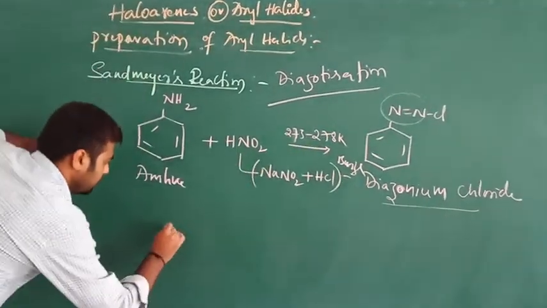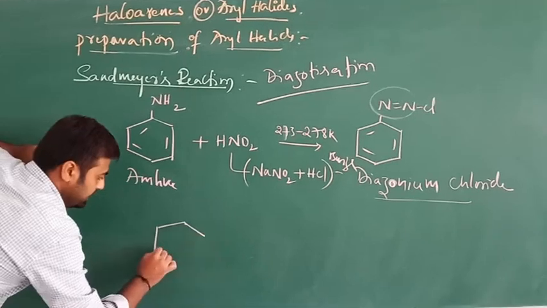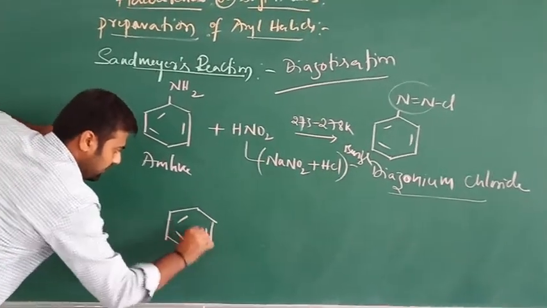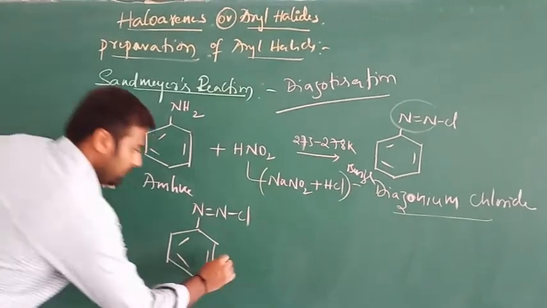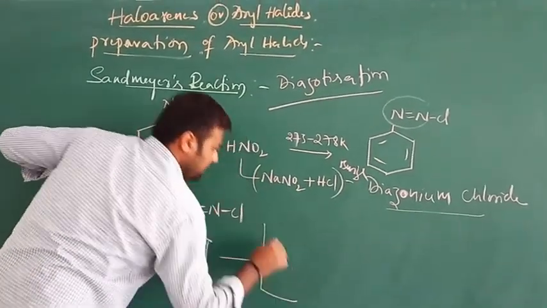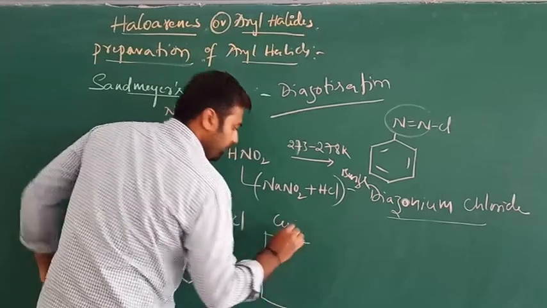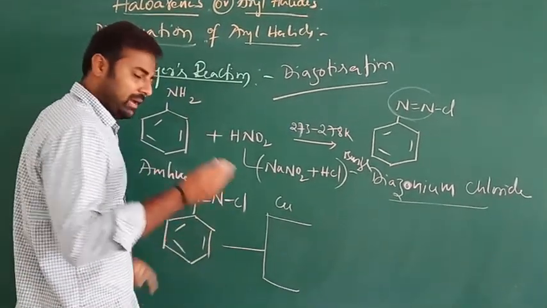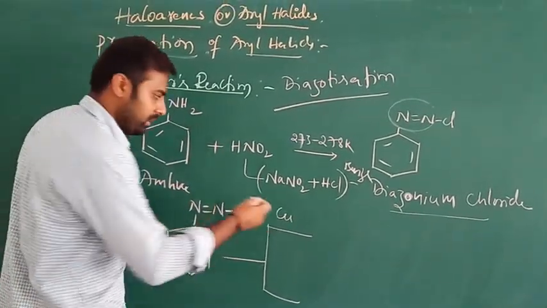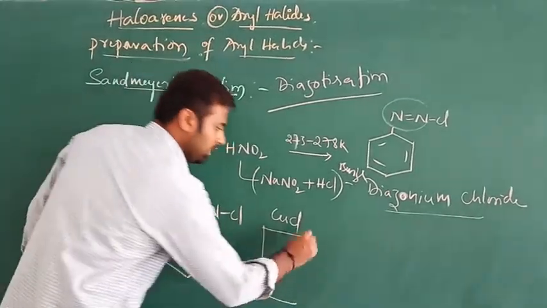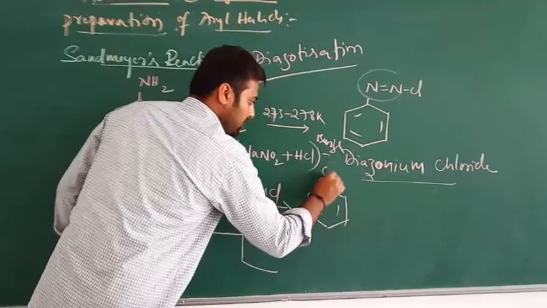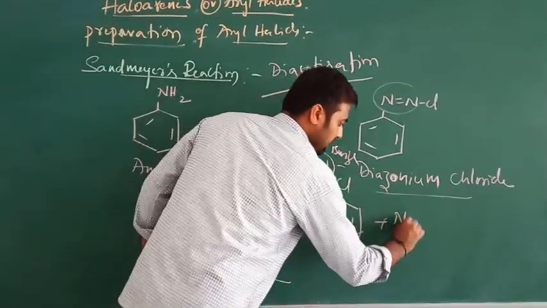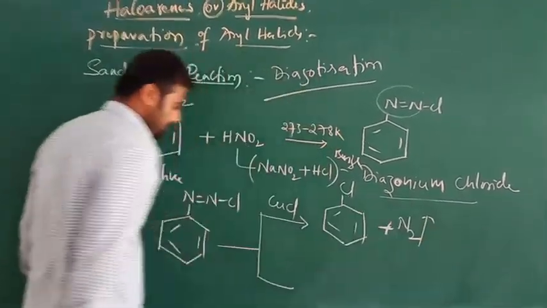The benzene diazonium chloride is again treated with, if you want to prepare chlorobenzene, you have to treat this benzene diazonium chloride with cuprous chloride. Then you will get chlorobenzene and nitrogen gas.